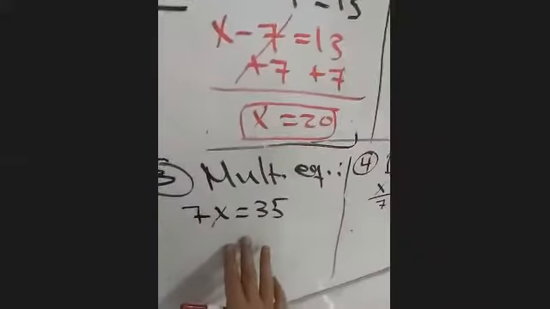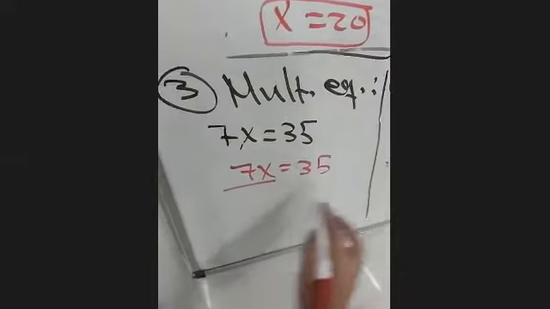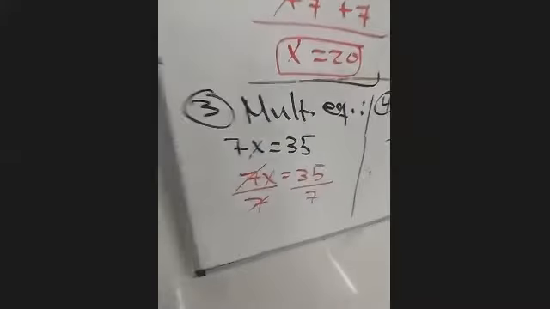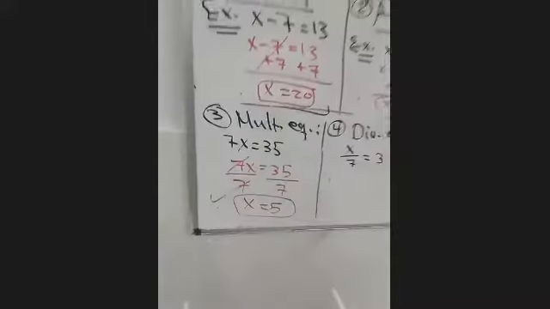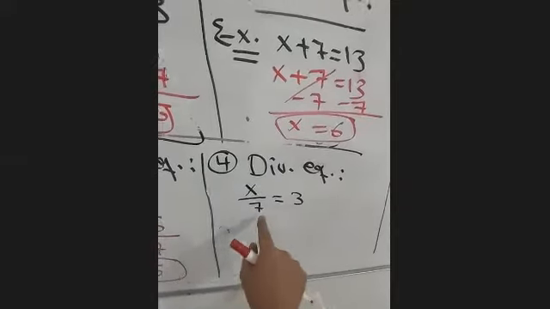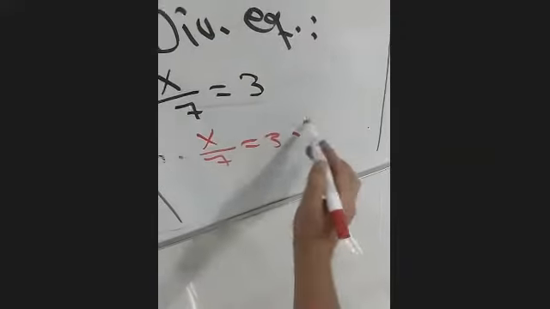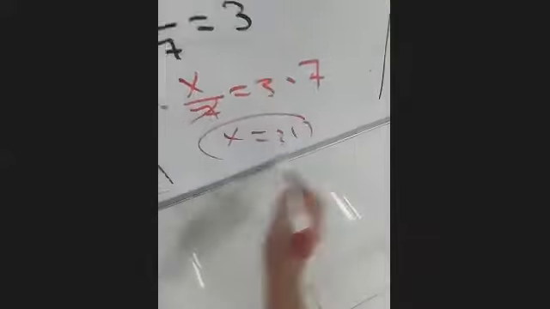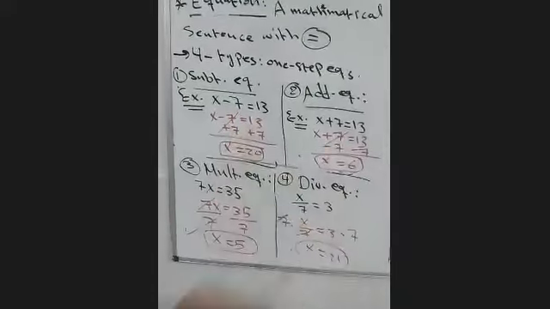In a multiplication equation, guys, we said 7x equals 35. We divide both sides by the coefficient. Remember, we did that before. x will be 35 divided by 7, which is 5. Done. In division, we multiply both sides by the divisor. Don't forget that. So x over 7 equals 3. Multiply both sides by 7. x will be 21.